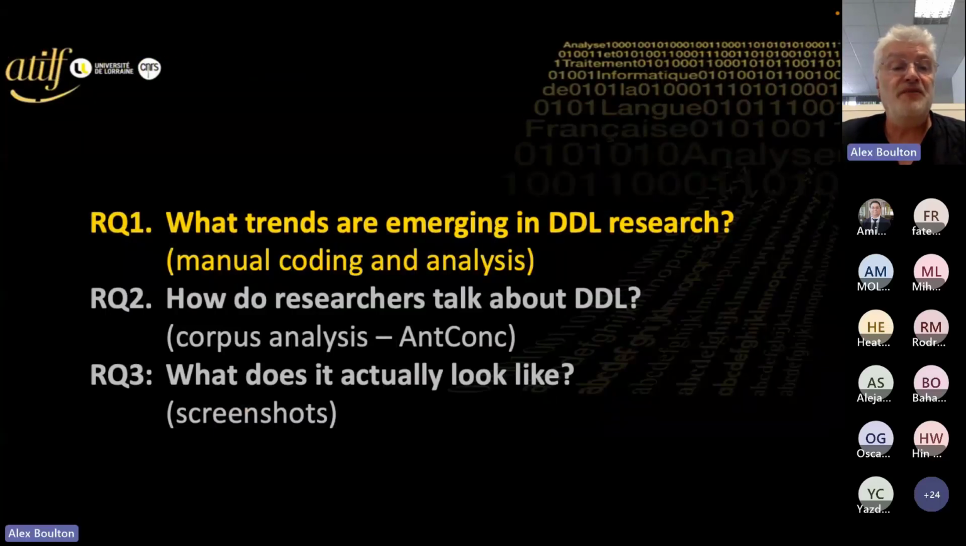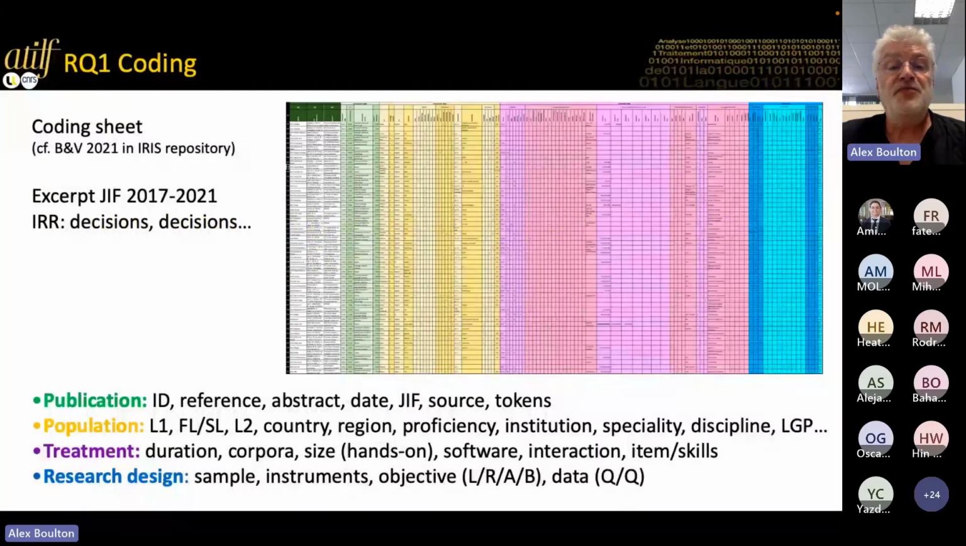So our first research question: what trends are emerging? The manual coding and analysis. So this is what the coding sheet looks like. In fact, this is a small part of the coding sheet. It's not all of it.